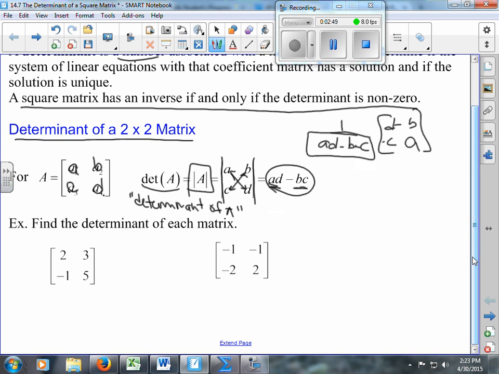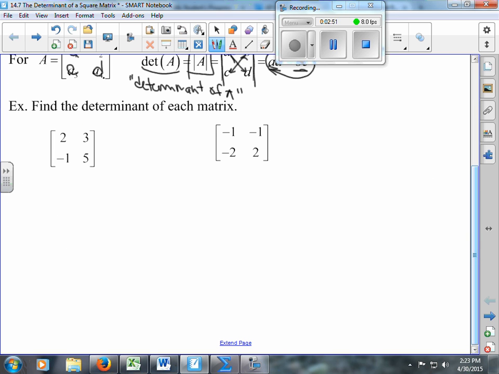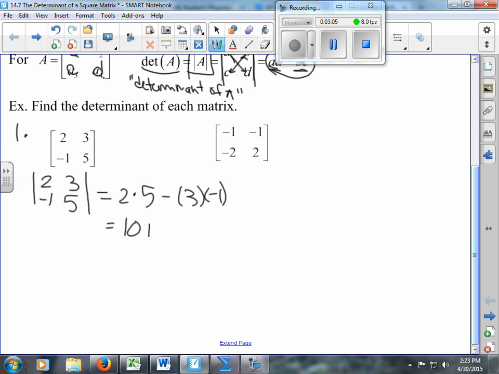I have two examples here for us to work out. So number one, the 2 by 2 matrix, 2, 3, negative 1, 5. And so what's the determinant of this matrix? That would be 2 times 5 minus 3 times negative 1. So that's 10 plus 3, 13. All right, it's as simple as that.